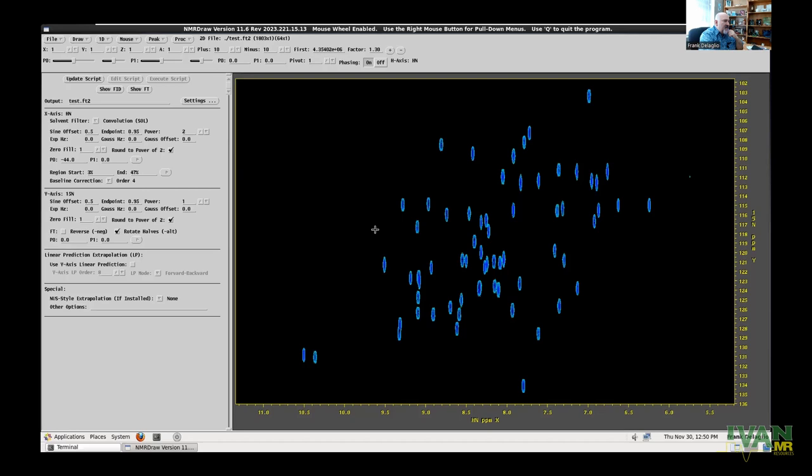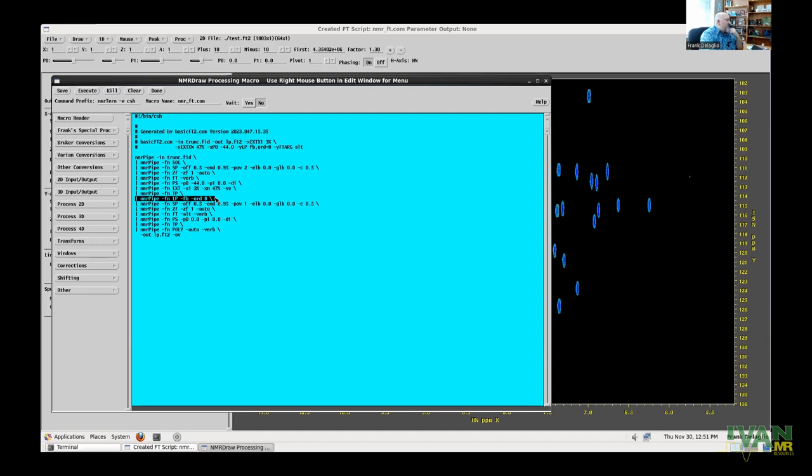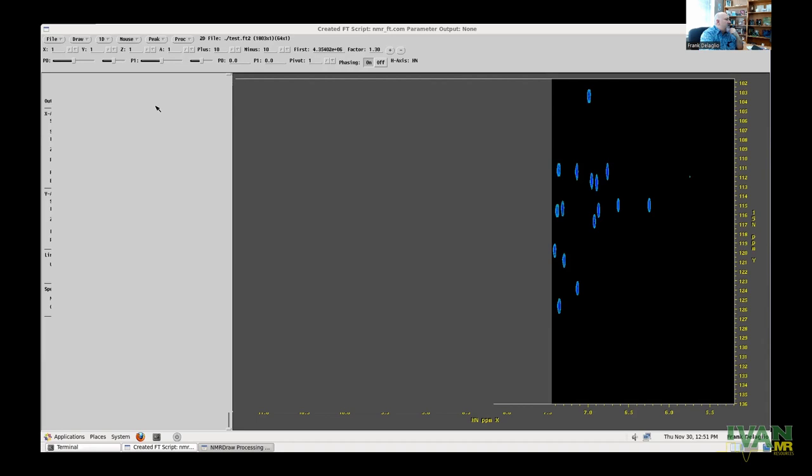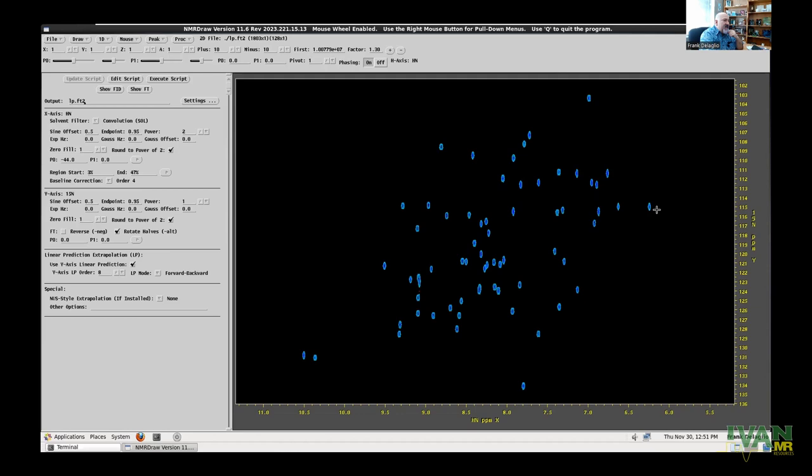Okay. So let's see what we can do to sharpen this truncated data. One of the things that I'll do is turn on linear prediction in the indirect dimension just with this checkbox. And there are linear prediction options that we can set, including the linear prediction order and whether or not the linear prediction is mixed forward, backward, and so on. So again, I'll update the script. And if we actually looked at it, what we would see is that at the beginning of the processing for the indirect dimension, there's now a linear prediction function inserted in the script. But let's just execute the script and have a look at the result. And now we can see the spectra is greatly sharpened in the indirect dimension. So that works really well.